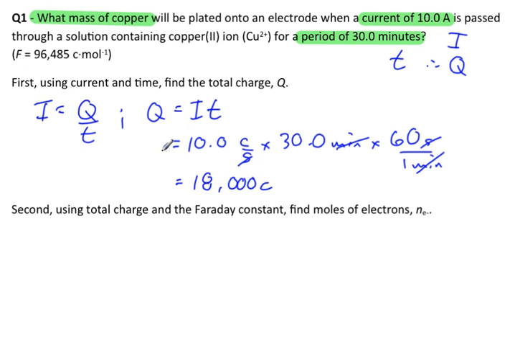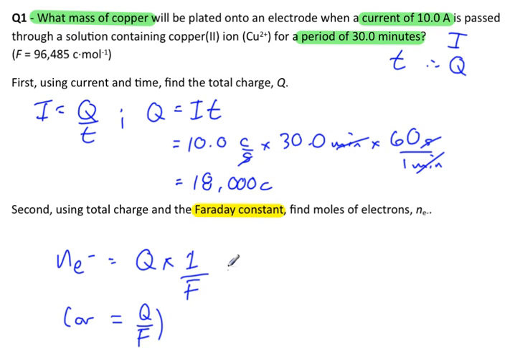From Q I can move towards mass, and so the first thing I have to do, using the total charge Q that I just found and the Faraday constant, is find the number of moles of electrons. So the number of moles of electrons equals this total charge Q, and I'm going to multiply it by some permutation of the Faraday constant. I'd prefer to do multiplication, so I multiply it by 1 over F. This is the same as dividing by the Faraday constant.